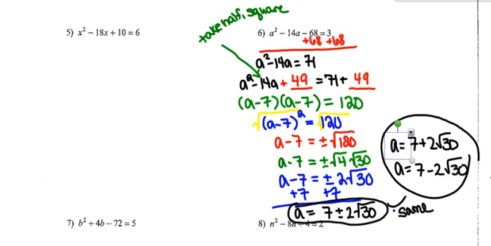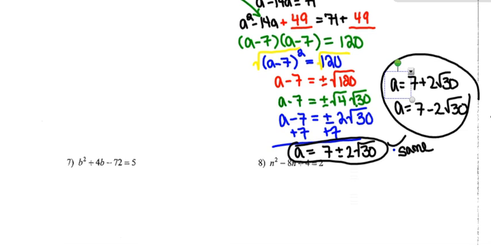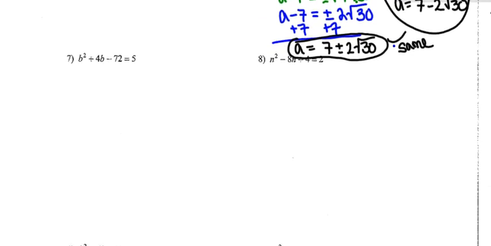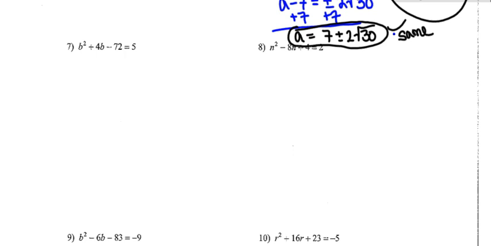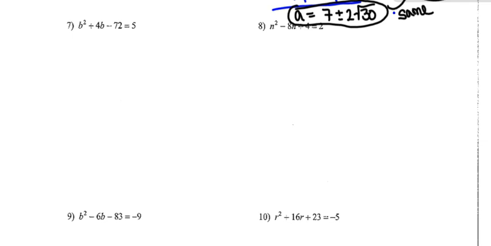All right, I'm going to keep talking fast to get one more example in here. So let's go ahead and take a look at number 7 that says b squared plus 4b minus 72 equals 5. And even if this process was uncomfortable at first, you should be starting to feel a little bit more confident in this as we move along. Remember, like anything else in life, the more we do, the better we get, and the faster it goes.